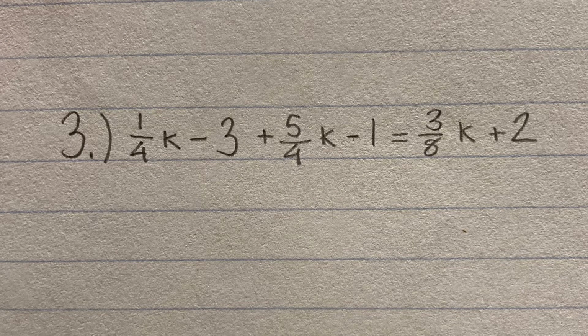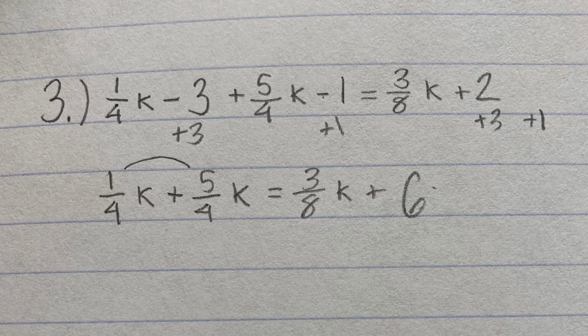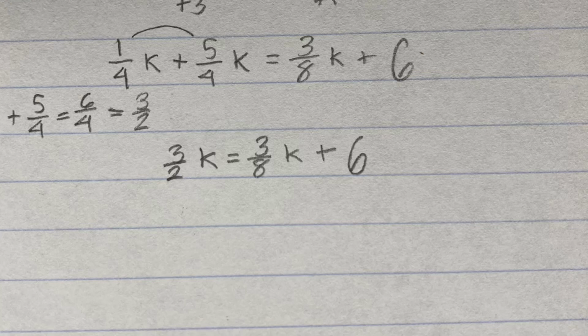Now let's take on the third and final problem: 1 over 4k minus 3 plus 5 over 4k minus 1 equals 3 over 8k plus 2. Our first steps will be to add 3 to both sides and 1 to both sides. Now we're left with 1 over 4k plus 5 over 4k equals 3 over 8k plus 6. Now we must combine like terms. Once we've combined like terms and simplified, we're left with 3 over 2k equals 3 over 8k plus 6.